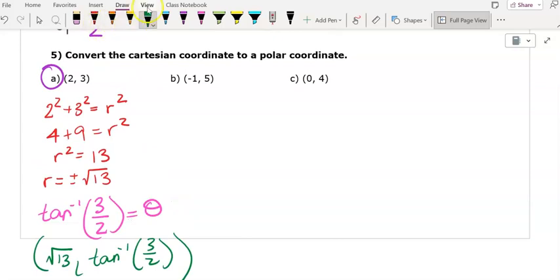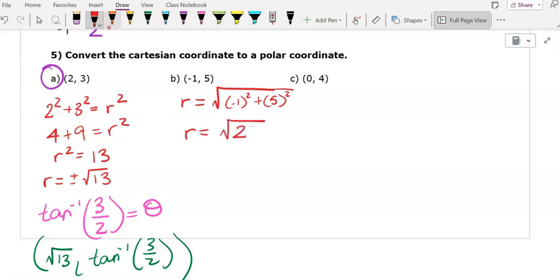Now let's do B. If I do this, I have r is equal to the square root of -1 squared plus 5 squared. So that's going to get me r is equal to the square root of 26. That does not reduce any further, so that's what I'm going to leave it as. And then I'm going to go ahead and do my tangent inverse.